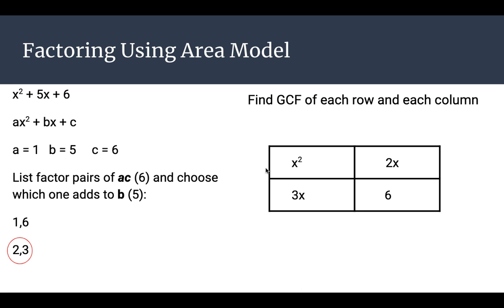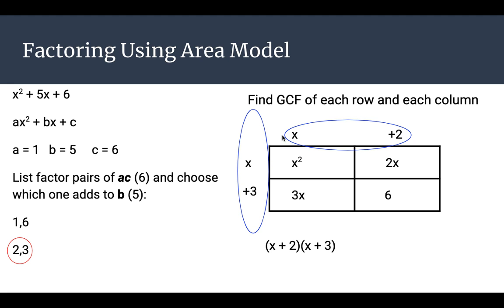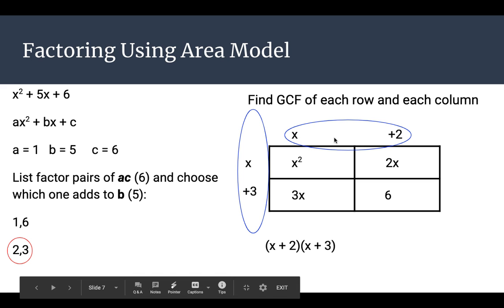So greatest common factor of the first row is x. Greatest common factor of the bottom row is 3. Then greatest common factor of the first column is x. And greatest common factor of the second column is 2. And check it out. We have our binomials right here for us. So the answer in factored form is x plus 2 times x plus 3.